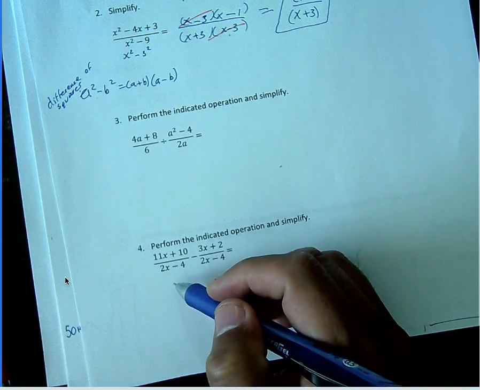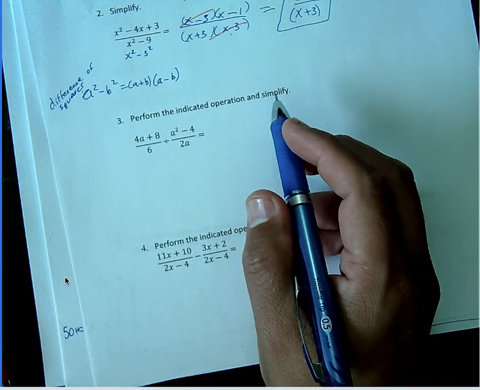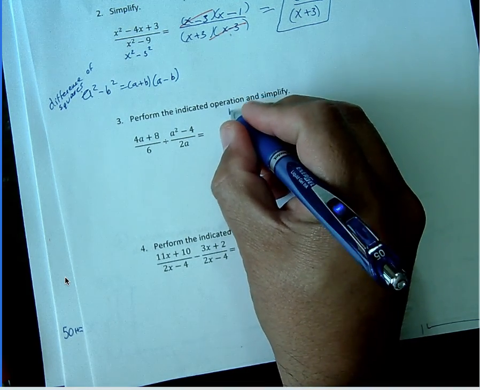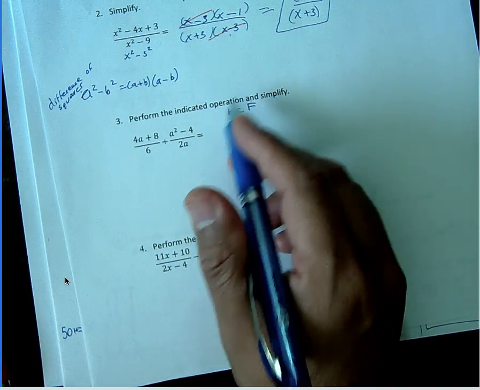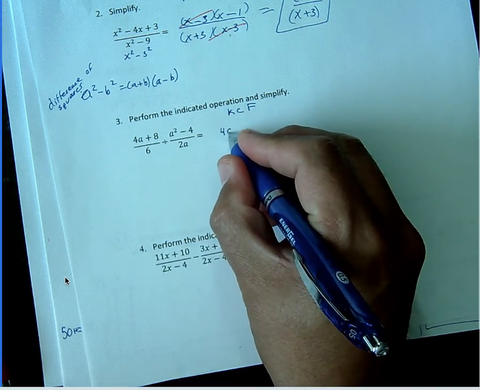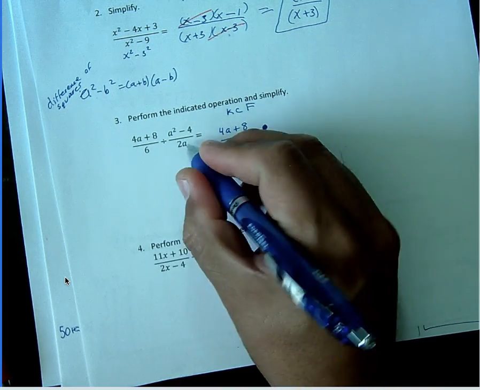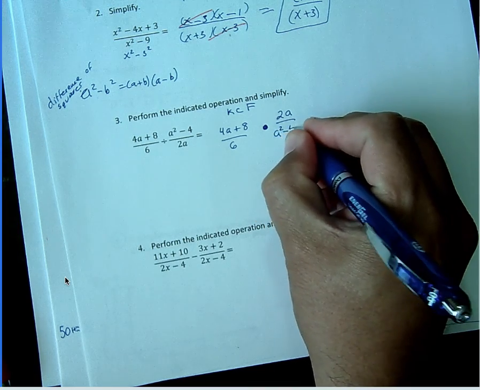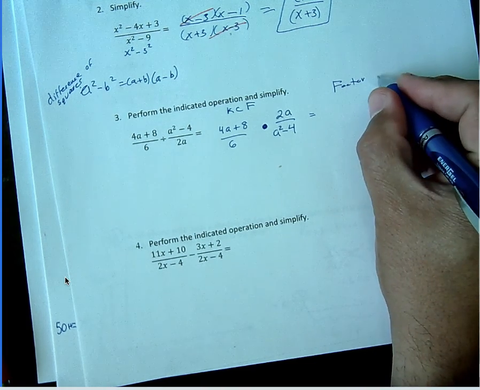I'm going to work this one, and then I'm going to stop the video and see if you can work it out. So perform the indicated operation and simplify. This is where you use keep, change, flip. We're going to keep the first fraction. I'm just going to do the KCF from the beginning, and then we can factor. So 4a plus 8 over 6. I'm going to change that to a multiplication, and I'm going to flip this too. Okay, and then you're going to factor.